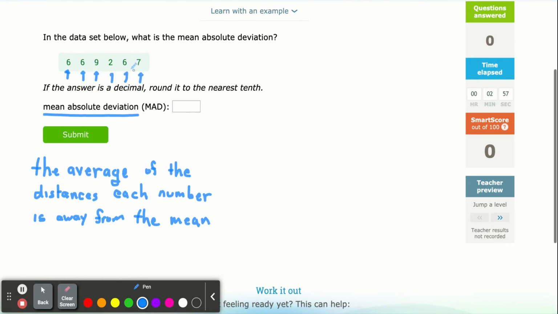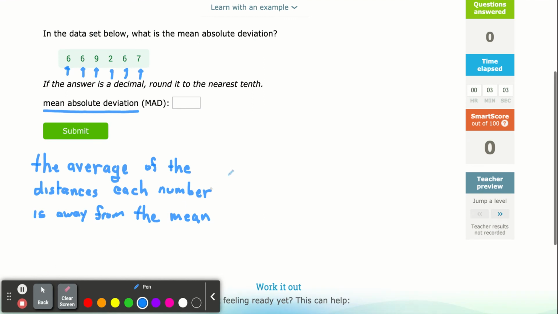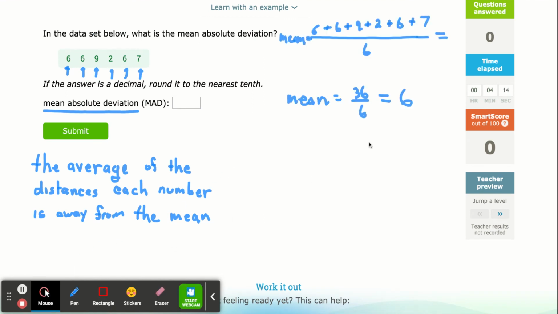The first thing I'm going to do is calculate the mean of this, not the mean absolute deviation, just the mean. So I've calculated the mean of the numbers right here. I've added the 6, 6, 9, 2, 6, 7, divided by how many there are, 6 numbers. That's 36 divided by 6. The mean of the numbers is 6.